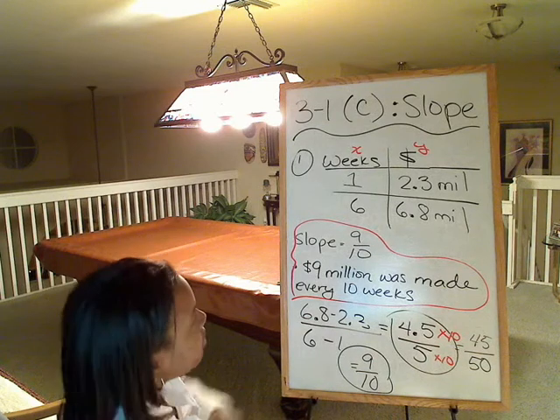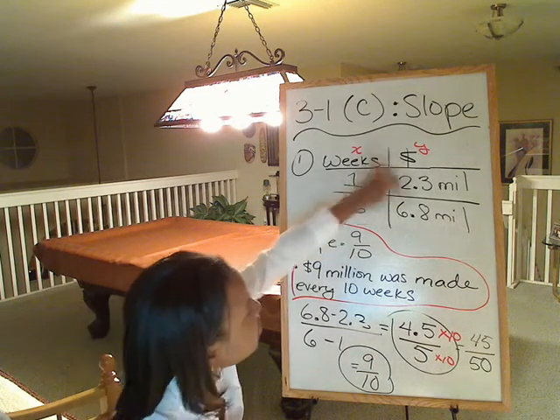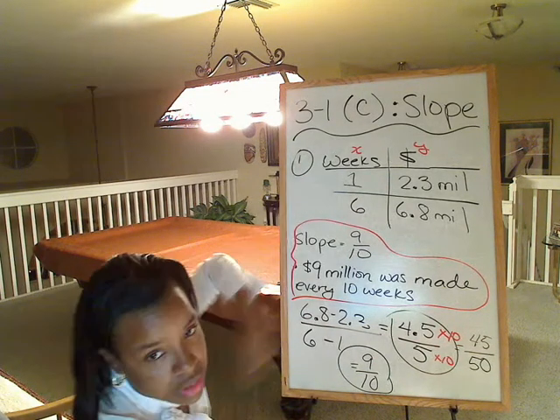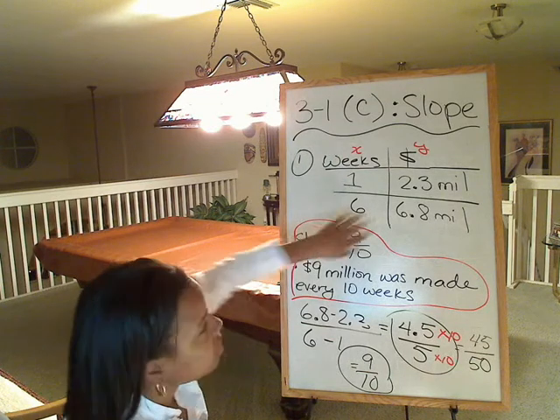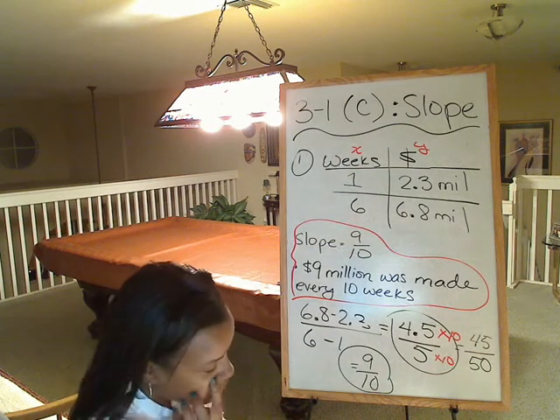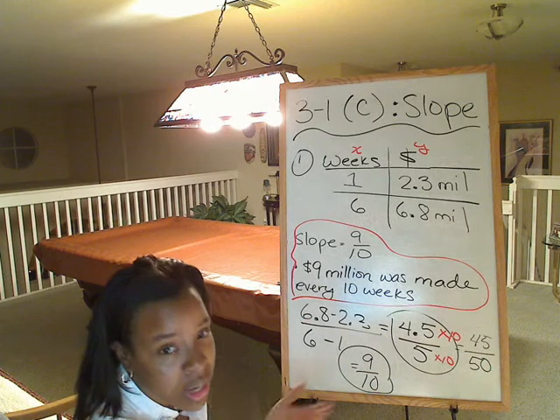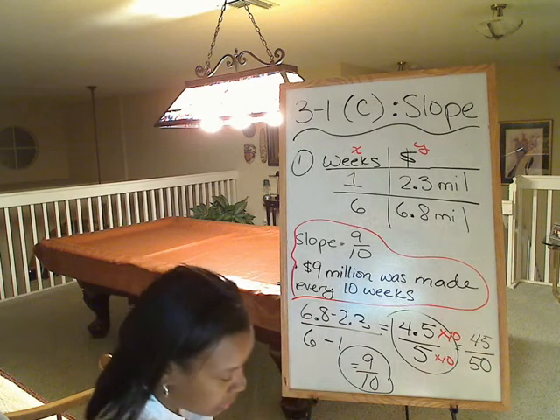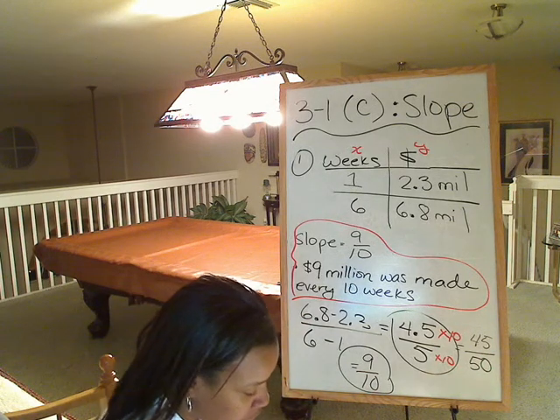How did I know? Because the 9 represents the money and the 10 represents the weeks. Okay? And we know that the money was in millions. So it's important that you remember what the Y and the X represent. Okay? Let's look at number 2.